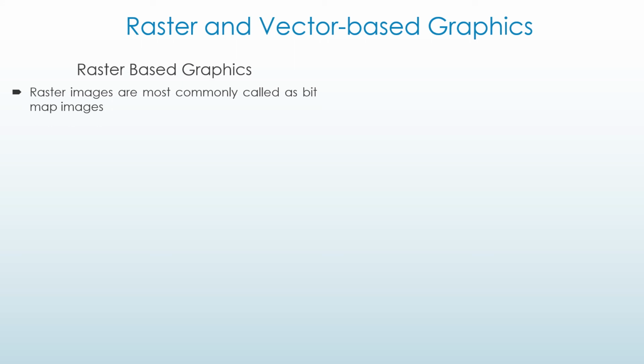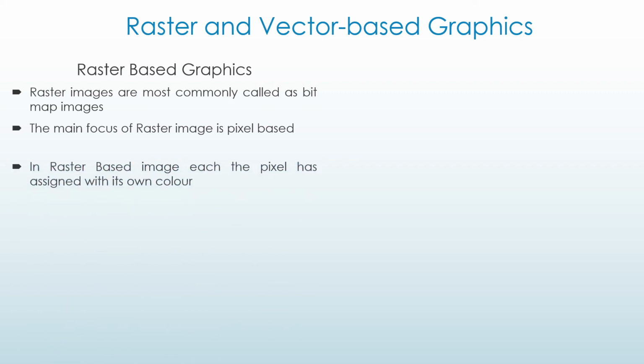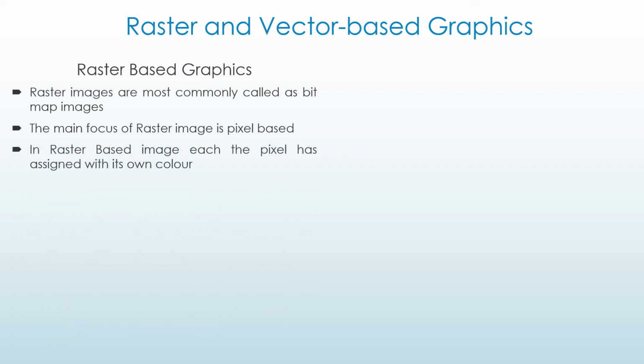So here this mainly focuses on pixels. This is mainly based on a pixel, how a pixel is generated in a system, and how an image is utilized. Here, what is a pixel then? A pixel is a small particle of a picture. So in a raster based image, each pixel has been assigned its own color.